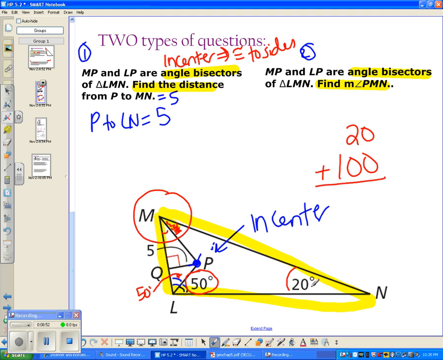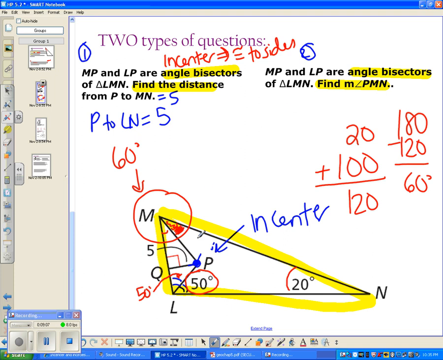So far we know this angle is 20, we know this angle is 100, so that's 120 degrees. Then I'm going to subtract that from 180, and that means that this whole entire angle has to equal 60 degrees. But that's not my final answer, because angle PMN, this part right here, is half of 60 degrees. So my final thing that I have to do is divide it by 2, and then I know now that my final answer is that this is 30 degrees.